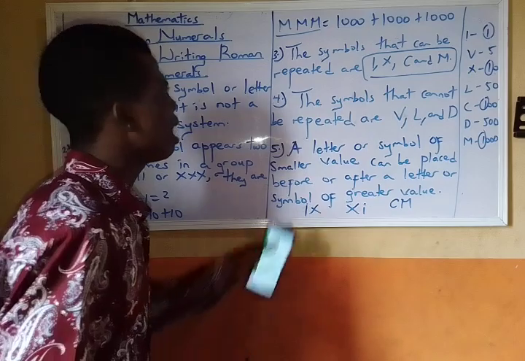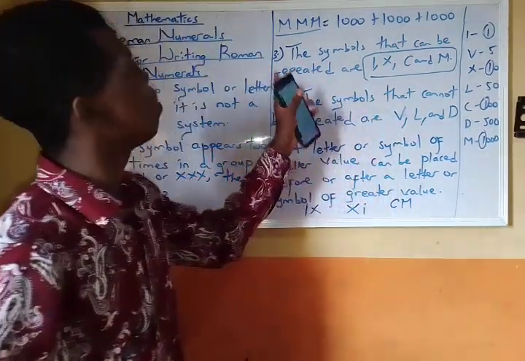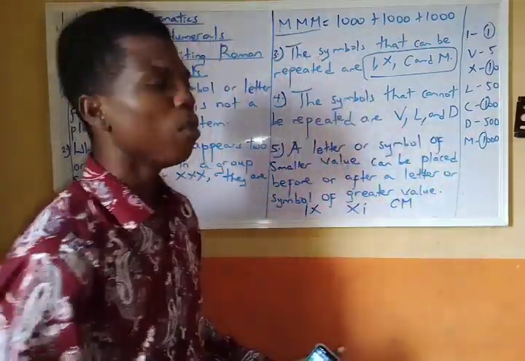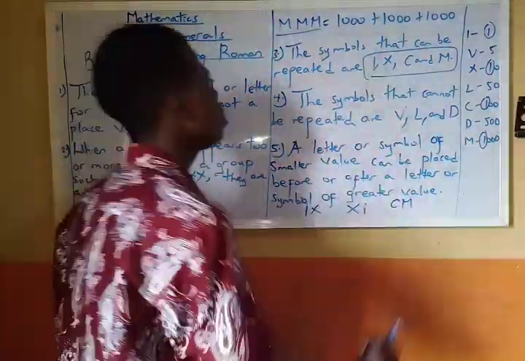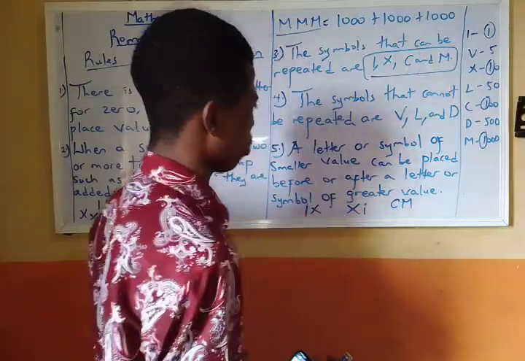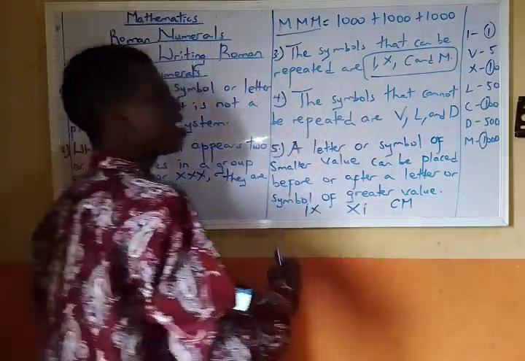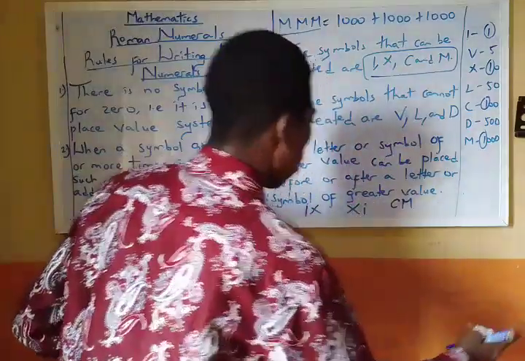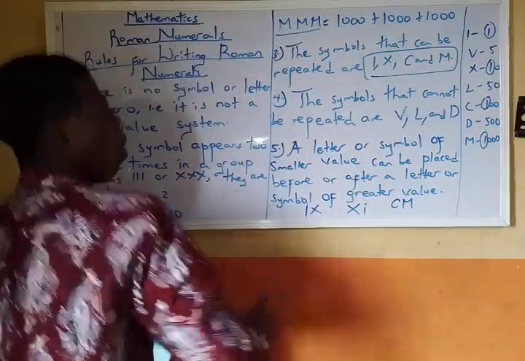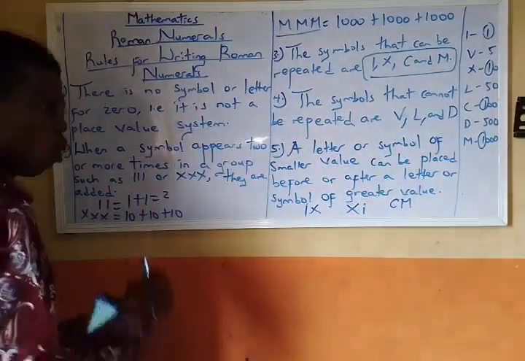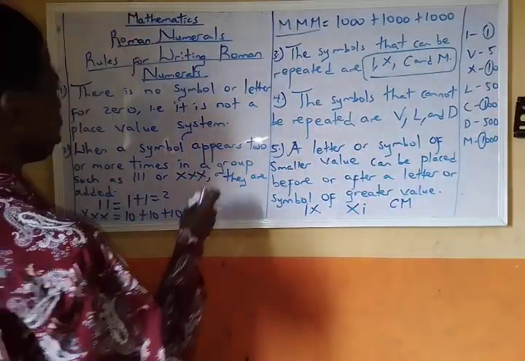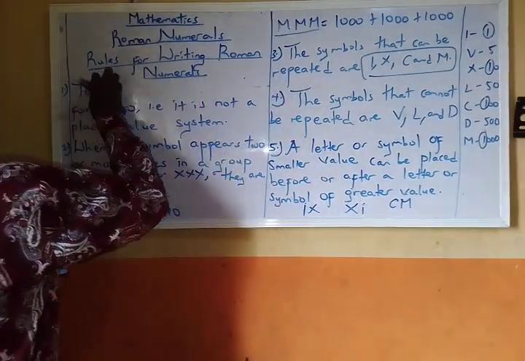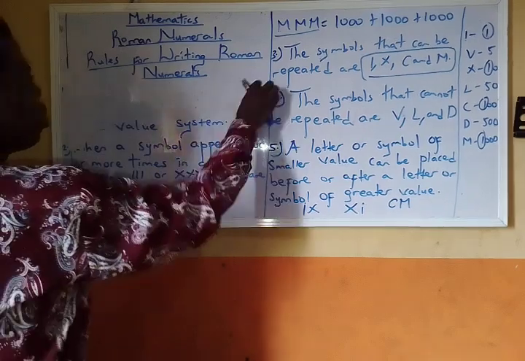Okay, beautiful. And I said the symbols that can be repeated are I, X, C, and M. They are the ones that can be repeated, while the symbols that cannot be repeated are V, L, and D. Are we together now? Then the 5th rule: a letter or symbol of smaller value can be placed before or after a letter of greater value. Are we together now? Okay, let's quickly take the 6th rule now. I want you to understand these rules very well.